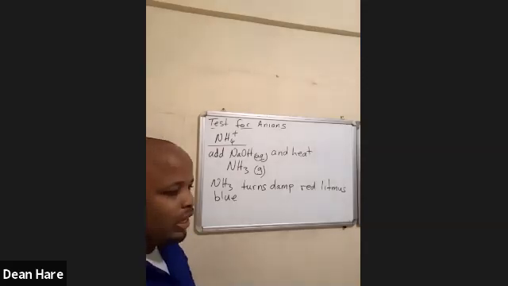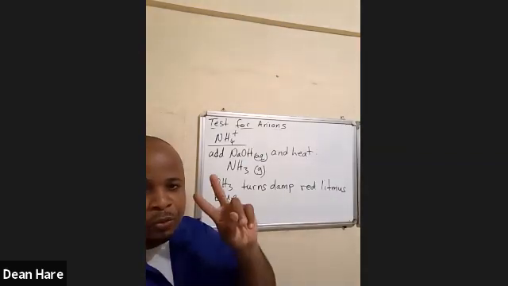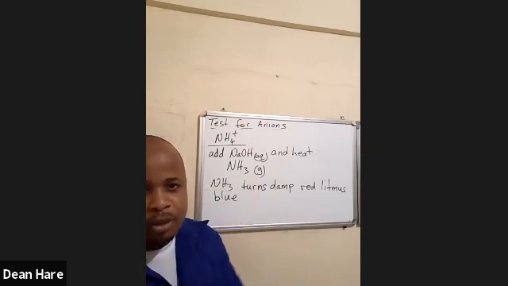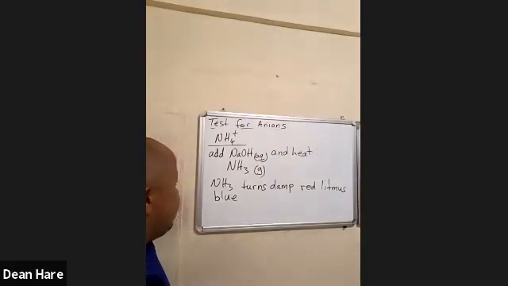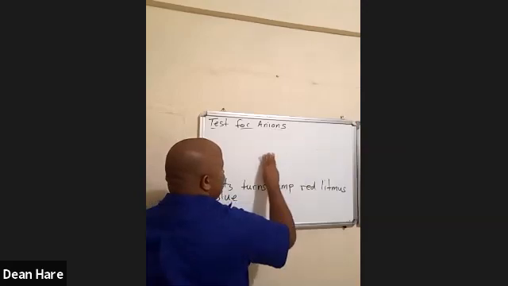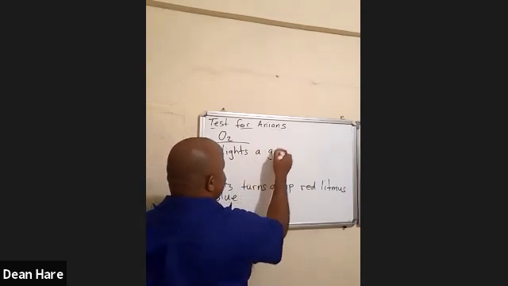Does anybody know how we test for oxygen and hydrogen? Those are the two gases that we need to remember. How do we test for oxygen and hydrogen? With a splint? A glowing splint. Somebody said glowing splint. Which one is the glowing splint? Oxygen. Right. And what will happen to the glowing splint? It relights. Right. So oxygen gas relights a glowing splint.